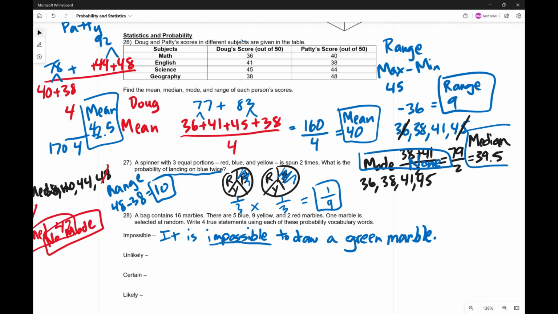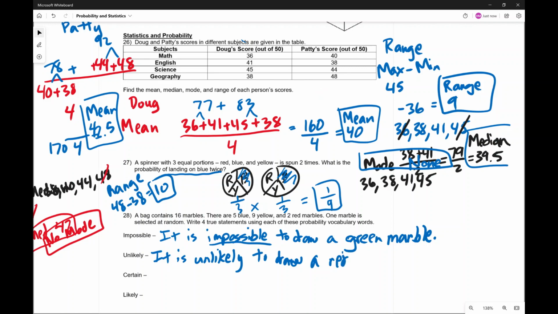Unlikely means a very low chance, less than 50% chance. So what do we not have a lot of? We can see that there's not that much red. So it is unlikely to draw a red marble. Because that would be 2 out of 16.